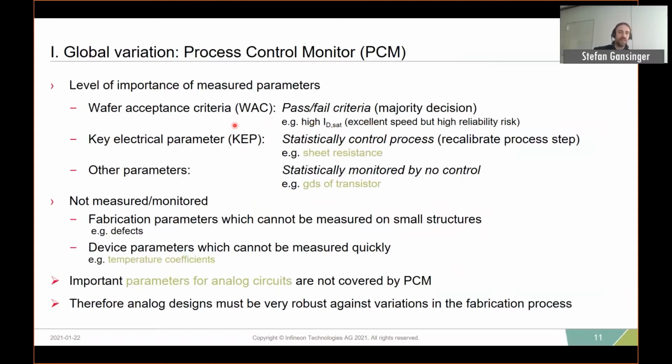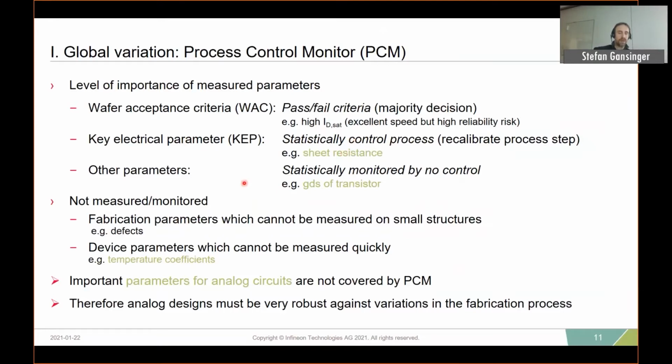Contrary to this, we have key electrical parameters. These are parameters which are measured, and when we see that the process drifts away, we do correction measures. For instance, the sheet resistance of resistors is a typical key electrical parameter. This means that the sheet resistance can be out of spec, at least for a short period of time, until we do our correction measures.